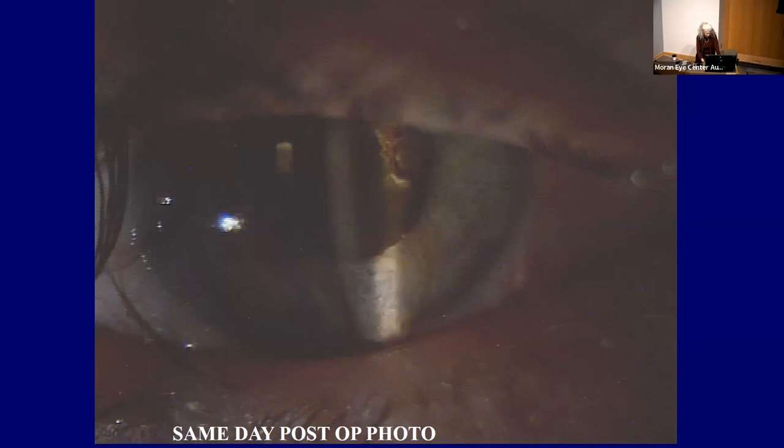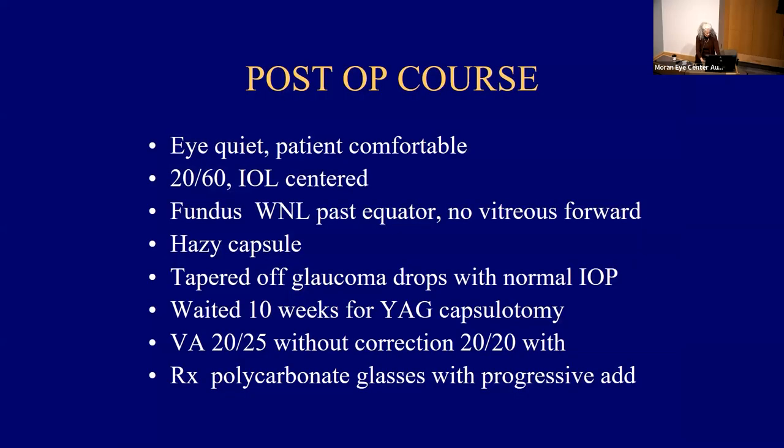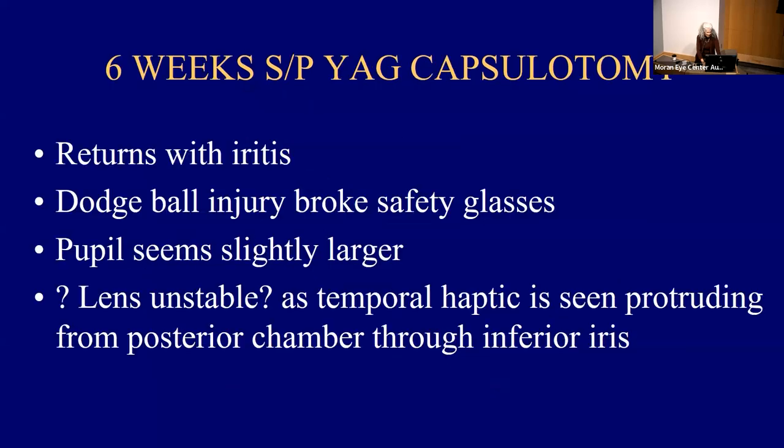And this is what he looked like same day post-op. We quieted the eye. We used a fair amount of anti-inflammatory topically. I left some Triessence in the eye at the end of the case for the first few days. We followed him closely. He was 20/60 on day one, but he did come around. We gave him polycarbonate safety glasses, even though he's plano in the other eye, with a progressive add. Eventually we had to let him go back to dodgeball.